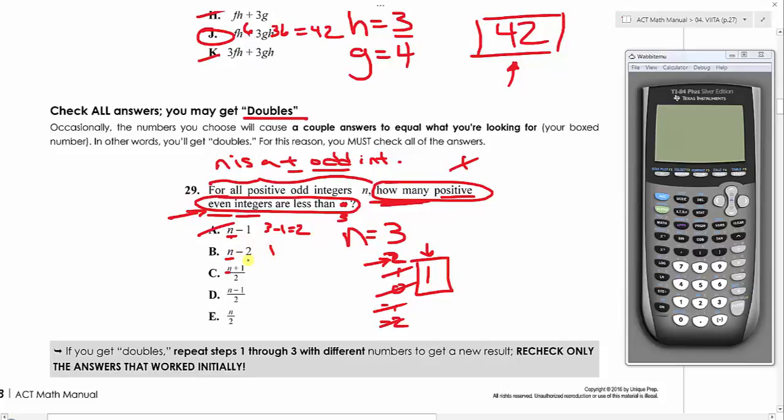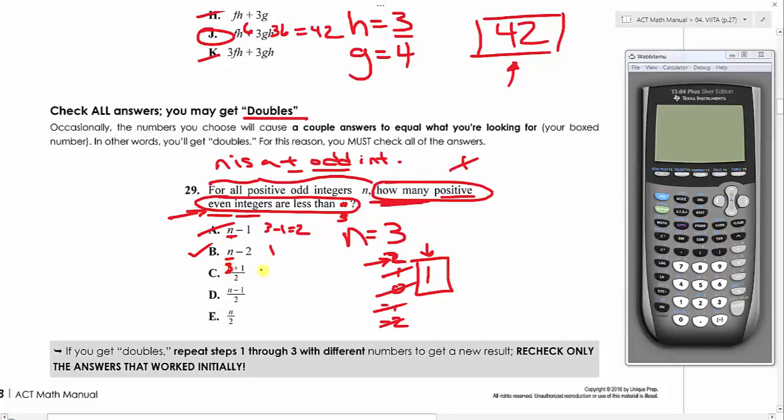So a lot of students who are not doing the technique the way they're supposed to might stop on answer choice B because they've gotten a 1. But remember, we said in step 4 of VITA that you have to check all of your answers. So we need to keep going. We can maybe put a check next to B, but we need to move on and check the rest of the answers.